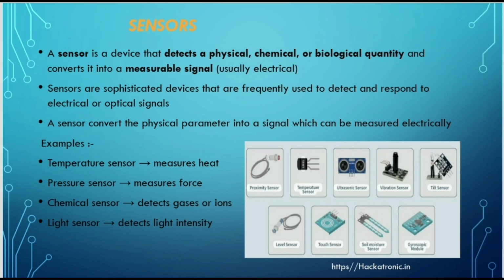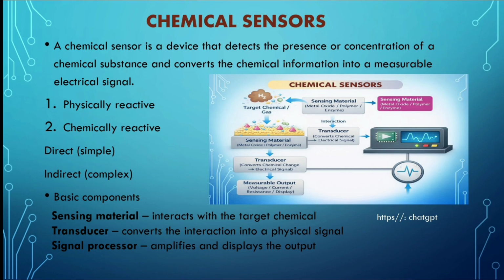Chemical sensor detects gases or ions. Light sensor detects light intensity. A chemical sensor is a device that detects the presence or concentration of a chemical substance and converts the chemical information into a measurable electrical signal.